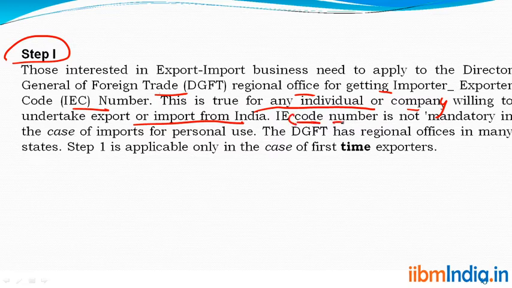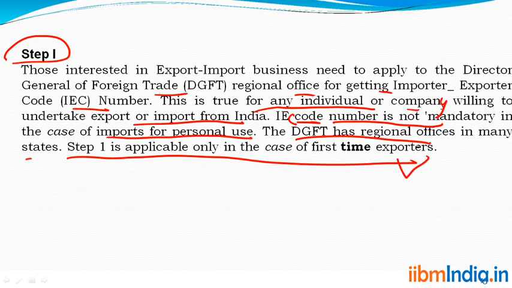IEC code number is not mandatory in the case of import for personal use. DGFT has regional offices in many cities. Step 1 is applicable only in the case of the very first time exporter. If you just want to become an exporter or importer businessman, you have to get registered with the DGFT and obtain the IEC number. If you are importing any product or service for your personal use, then you don't require the IEC number. Got it? You can get the IEC number from DGFT, the Director General of Foreign Trade.